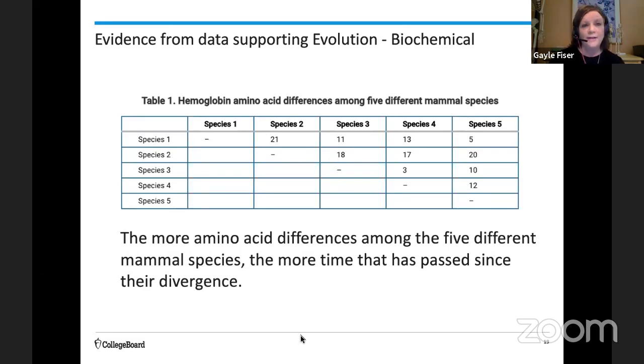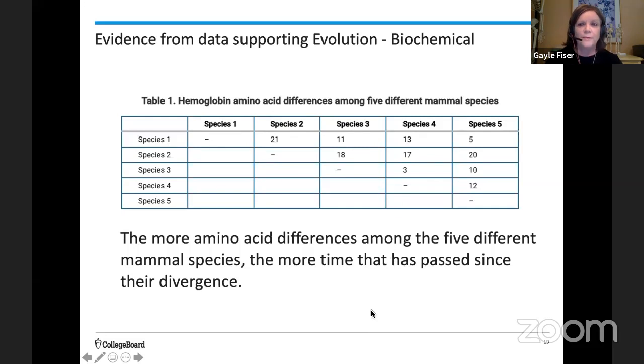So here we have some evidence from data supporting evolution, and this is biochemical because we're talking about amino acid differences. So this is a table, and if you look, in the first column there's species 1, 2, 3, 4, and 5. And then across in that row, there's species 1, 2, 3, 4, and 5. Now, you can either work this from a row with the most information in it or a column. I'm a column person, so I'm going to tell you how I process this information.